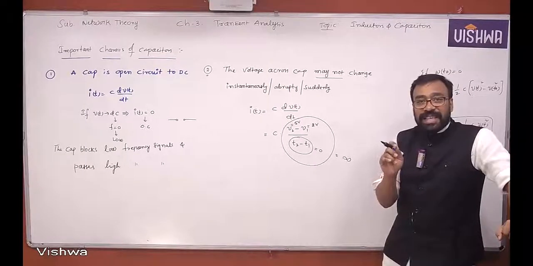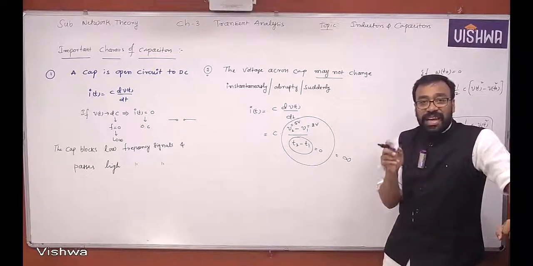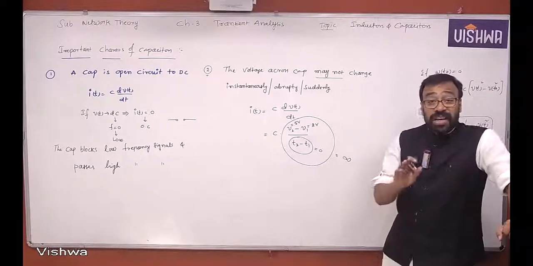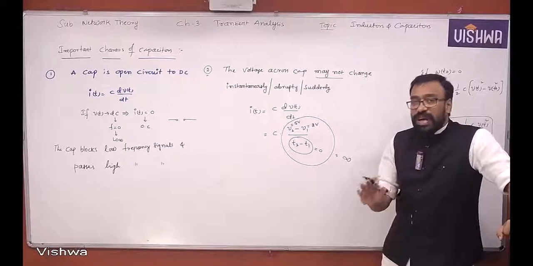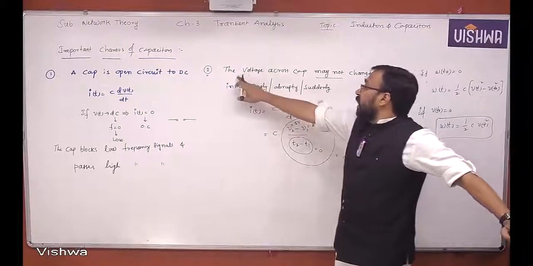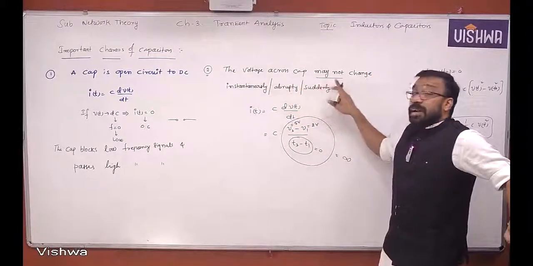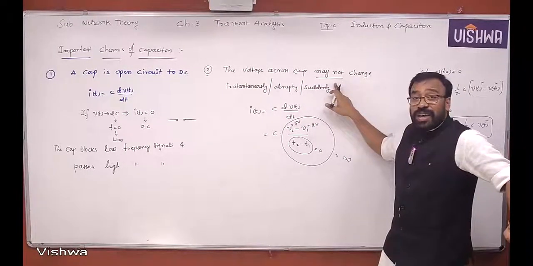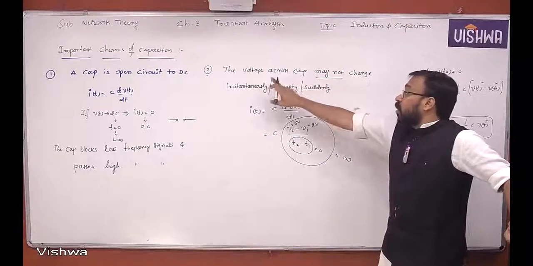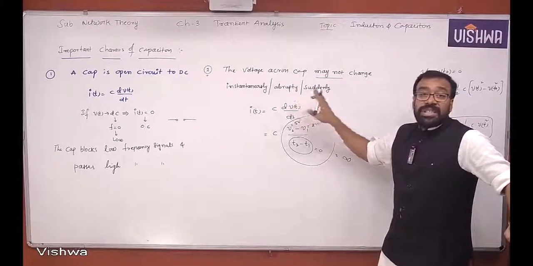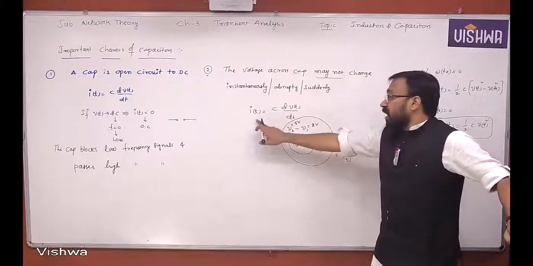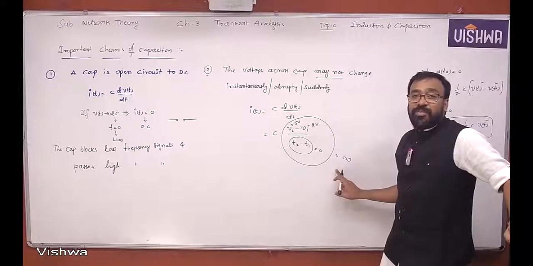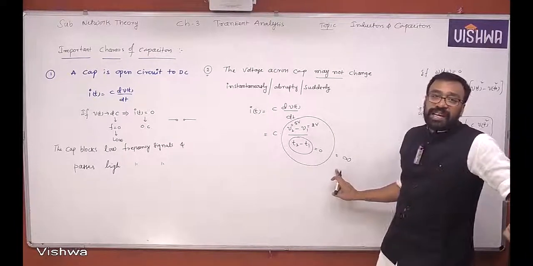The name itself is saying ideal impulse. Ideal means which is not practically possible. That is why we give a statement: the voltage across a capacitor may not change instantaneously. I'll come to this point, may not change. So the voltage across the capacitor may not change instantaneously, because the current through the capacitor required to change that voltage in zero time is infinite, nothing but ideal impulse, which is practically impossible.